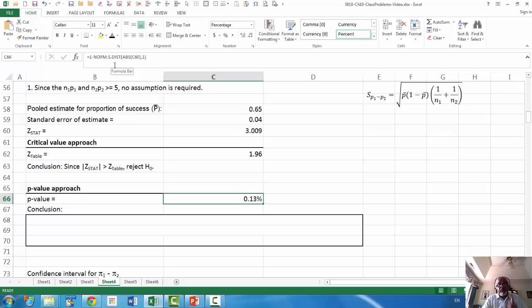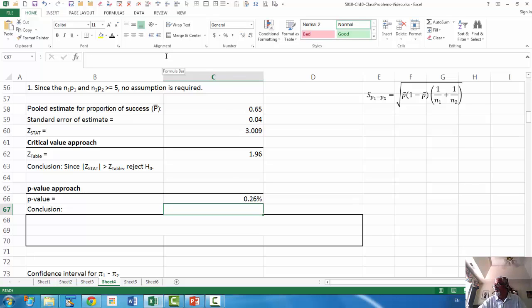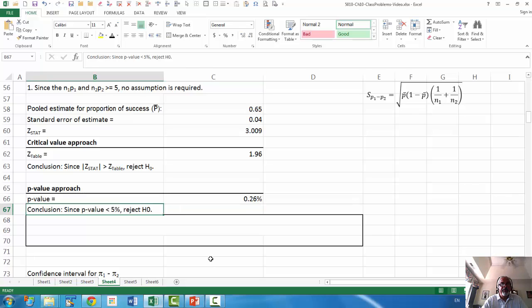And we are still not done, because this is a two-tail test. So the actual p-value is 2 times the upper tail area. We need to put brackets around this and then multiply by 2. So that will give us the p-value. Obviously the conclusion is to reject, since the p-value is less than 5%.